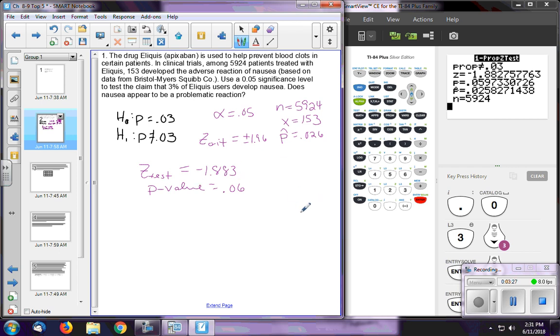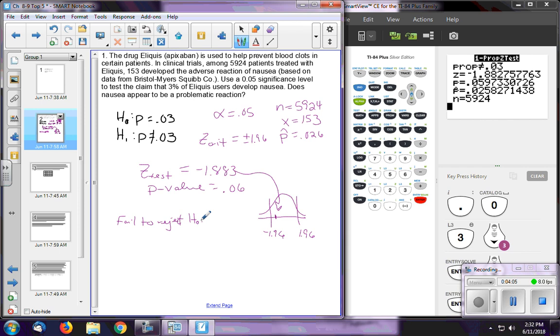Now, depending on which approach you take, they both tell us the same thing. In this case, we have critical values of negative 1.96 and positive 1.96, and our test statistic fits right over here. Our test statistic does not land in the rejection region, so we say that we fail to reject our null hypothesis. What does this mean for us? There's insufficient evidence to reject the claim that 3% of Eliquis users develop nausea.